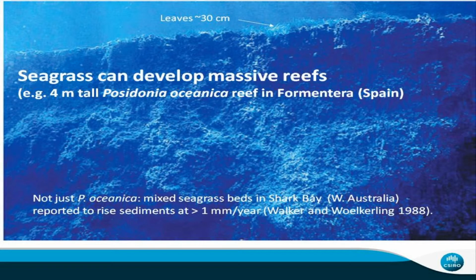Again, Stephen showed those big peat beds and how that accumulates carbon through time. Seagrasses can do the same thing. These are 4-meter tall Posidonia oceanica reefs in Spain. They don't just occur in Spain or with that species. They can occur for mixed seagrass beds in Western Australia as well. So you've got the very small component of the leaves on top and these huge reefs formed from the sediments they trap.